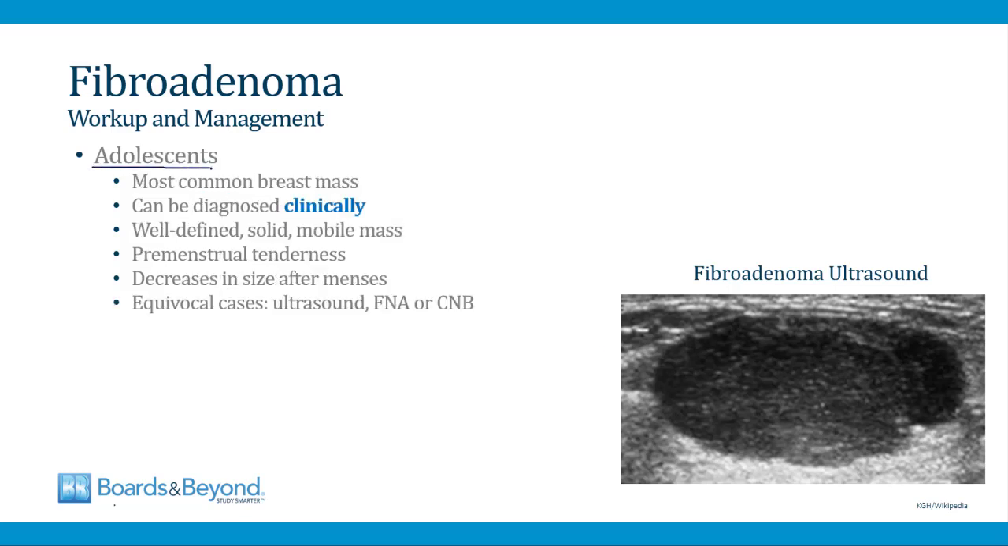Adolescents are sort of a special case when it comes to fibroadenomas. Breast carcinoma is incredibly rare in adolescents, and fibroadenomas are the most common breast mass. So in this group, fibroadenomas can sometimes be diagnosed clinically alone without an ultrasound. So for example, if a teenager presents with a well-defined solid mobile mass, the mass has premenstrual tenderness and it shrinks in size after menses, all of these are classic features for a fibroadenoma, and so in an adolescent you can make the diagnosis based on these clinical features.